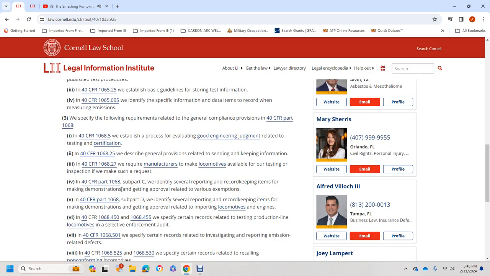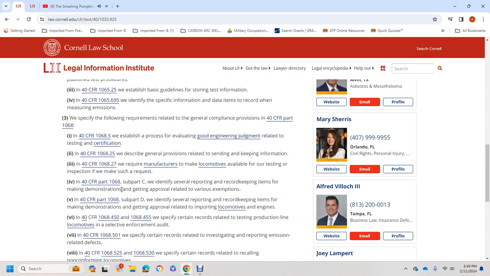We specify the following requirements related to general compliance with the provisions of Title 40 CFR Part 1068. 1068.5 establishes the process of evaluating good engineering judgment related to testing and certification. Title 40 CFR 1068.25 describes the general provisions relating to sending and keeping of information. Title 40 CFR 1068.27 requires the manufacturer to make locomotives available for our testing and inspection when we make such requests. Title 40 CFR 1068 Subpart C devises several reporting and record keeping items for demonstrating and getting approval related to various exemptions.